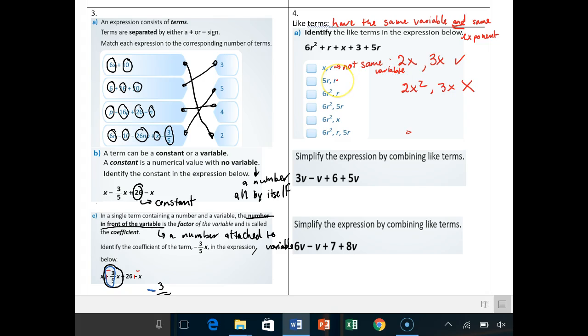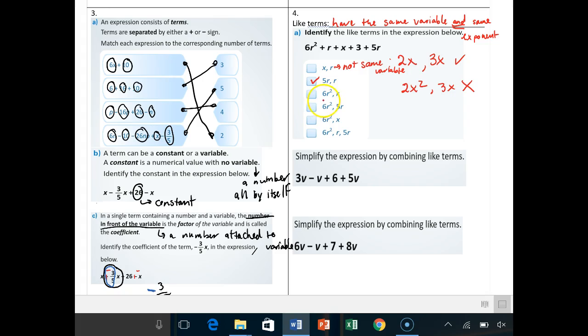5r and r. You might be like, well, those aren't like terms because one's got a 5. No, look at the definition. They only have to have the same variable and same exponent. Do they have the same variable? There's an r, there's an r. Do they have the same exponent? Well, they don't have exponents. So yes, they have the same variable and same exponent.